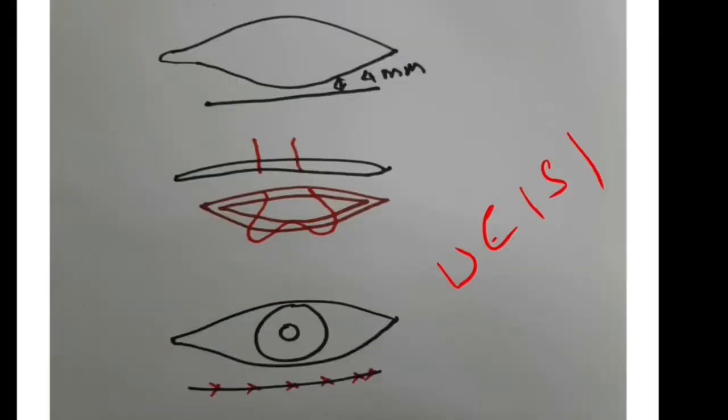Weis procedure. Here the principle is transverse lid split prevents the upward movement of the preseptal muscle, and the everting sutures shorten the retractors. So both horizontal lid split is done along with the everting sutures. So the procedure is, first put an incision 4 mm below the lid margin, full thickness incision from the skin to the conjunctiva, then the everting sutures are placed.